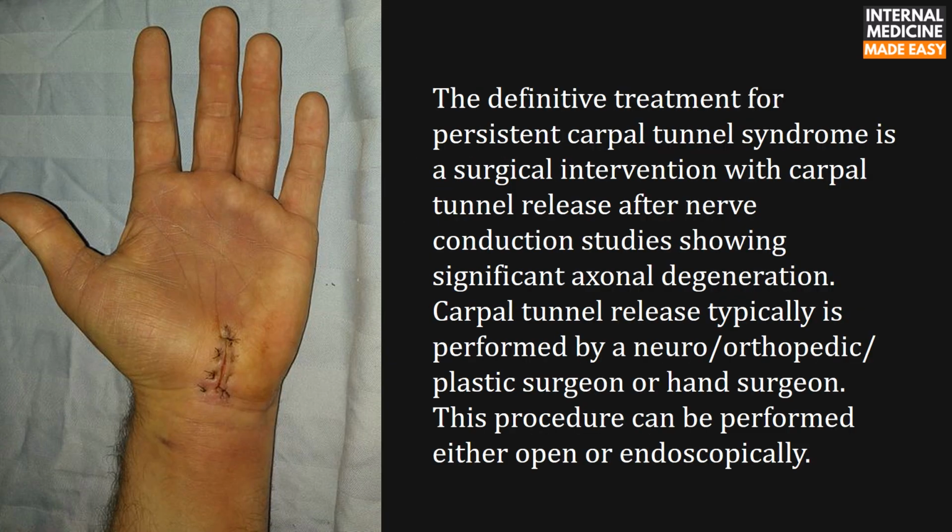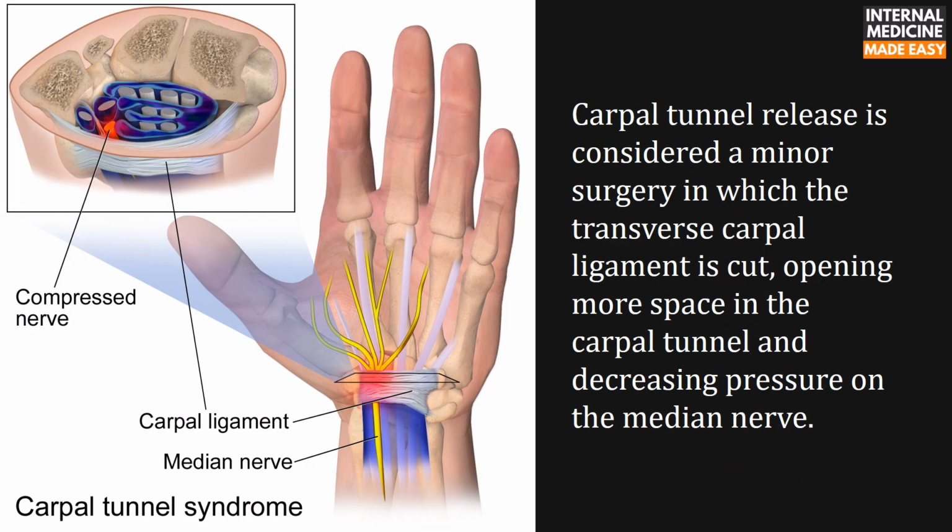The definitive treatment for persistent carpal tunnel syndrome is a surgical intervention with carpal tunnel release after nerve conduction studies showing significant axonal degeneration. Carpal tunnel release is typically performed by a neuro or orthopedic or plastic surgeon or hand surgeon. This procedure can be performed either open or endoscopically. Carpal tunnel release is considered a minor surgery in which the transverse carpal ligament is cut, opening more space in the carpal tunnel and decreasing pressure on the median nerve.